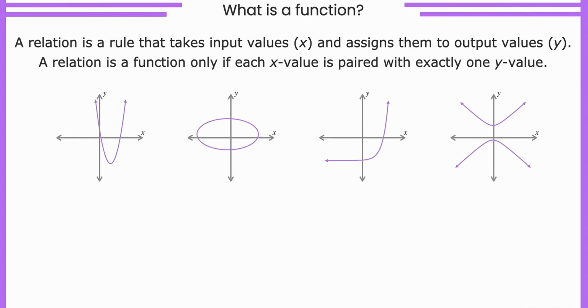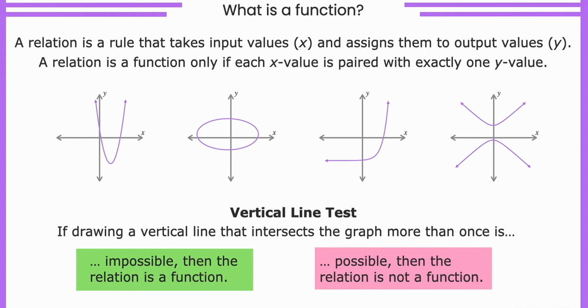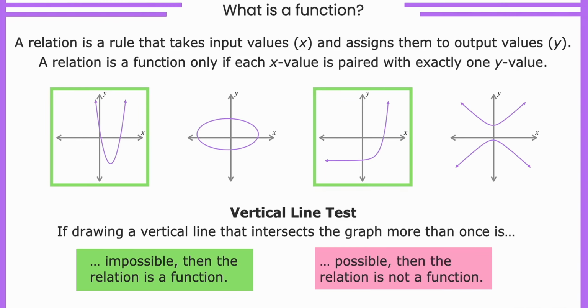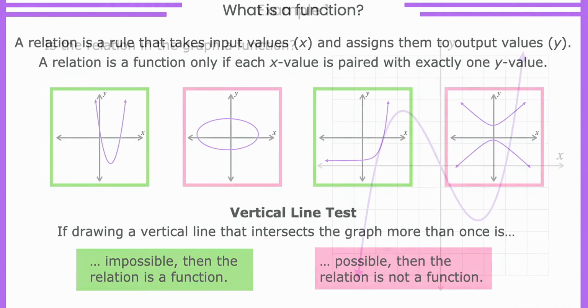One way to determine if a relation is a function based on its graph is using the vertical line test. If drawing a vertical line that intersects the graph more than once is impossible, then we know that it's a function. If you can draw a vertical line that intersects multiple points, then the relation is not a function. Using this rule, we could see that the parabola and exponential curve are functions, but the ellipse and hyperbola are not. Let's dive a little deeper with some examples.